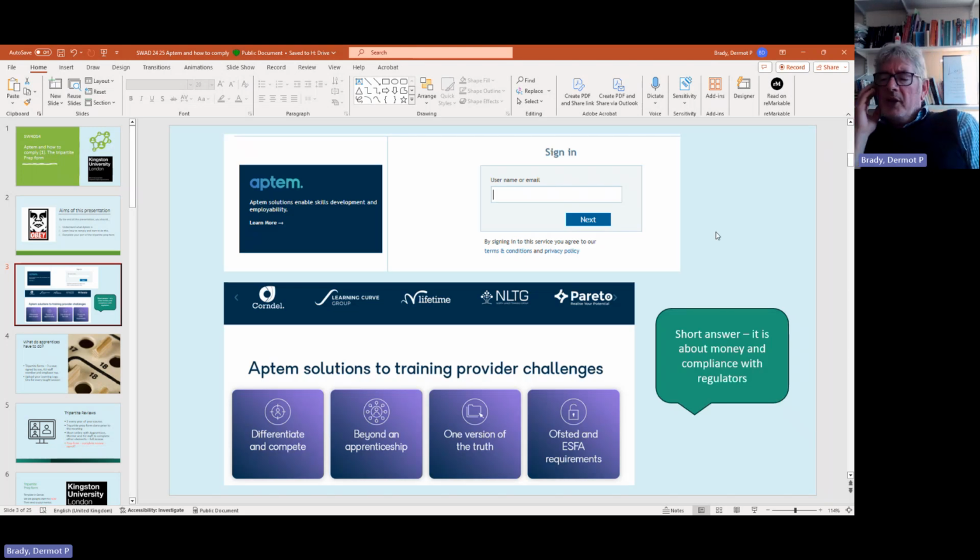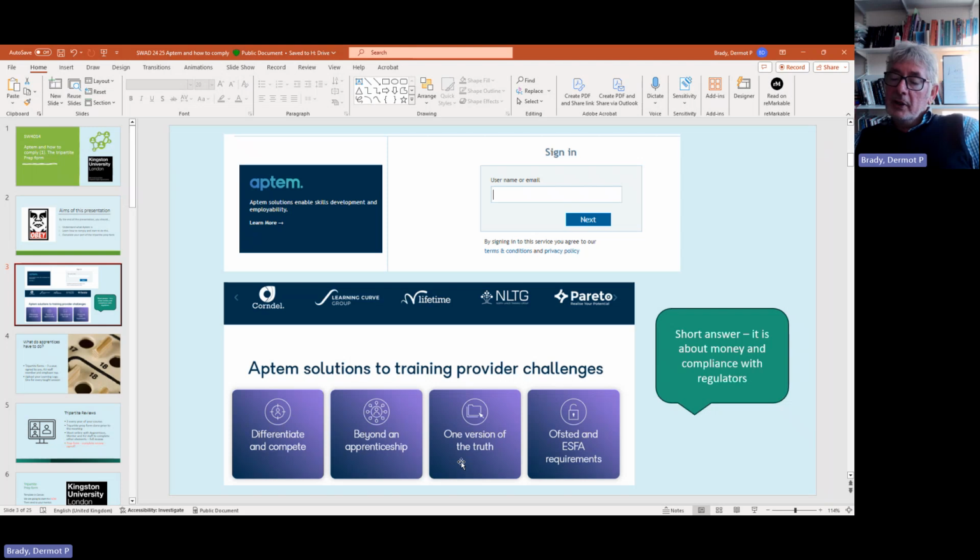So what is AppTem? It's a proprietary system or app for recording and monitoring information for the program. You can see this is what their website looks like. This is their little sign-in logo, all these wonderful people that they're involved with, and justifications or rationale for why we do this. One version of the truth.